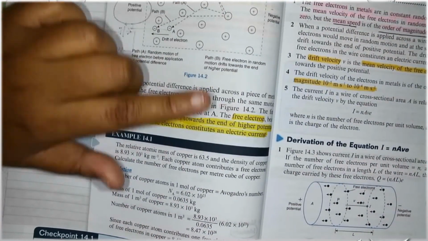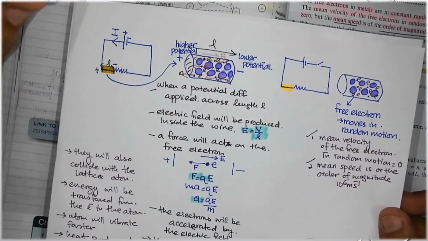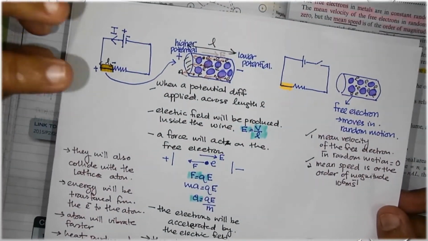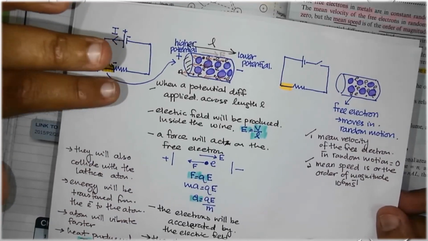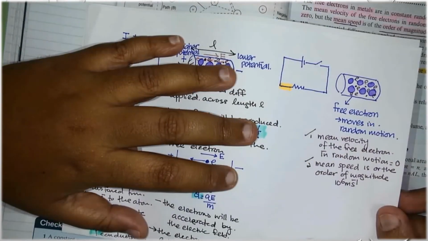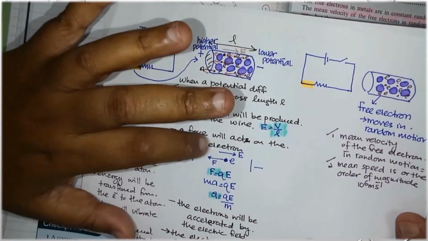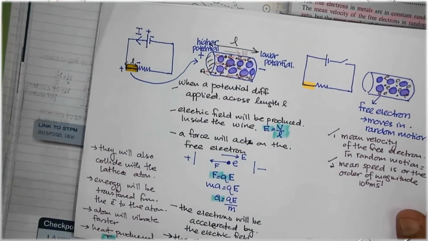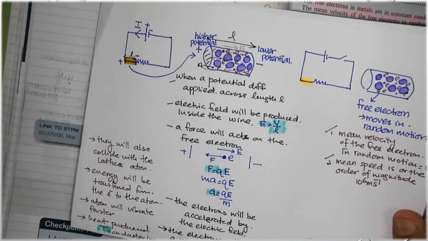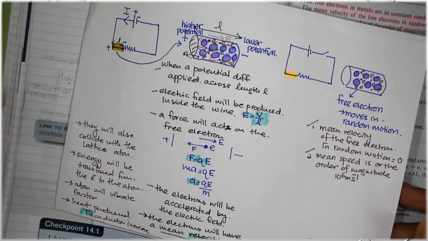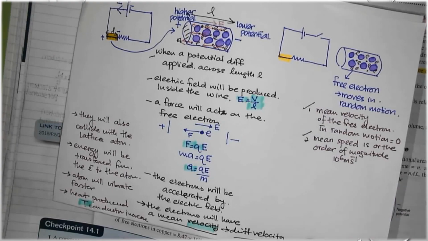So this portion talks about when you apply a potential difference. And what happens in this part is that you will have the drift velocity, which I'm going to talk about in the next point, the concept of drift velocity. Alright, so this is about my lesson today. And that's all, class. Thank you.